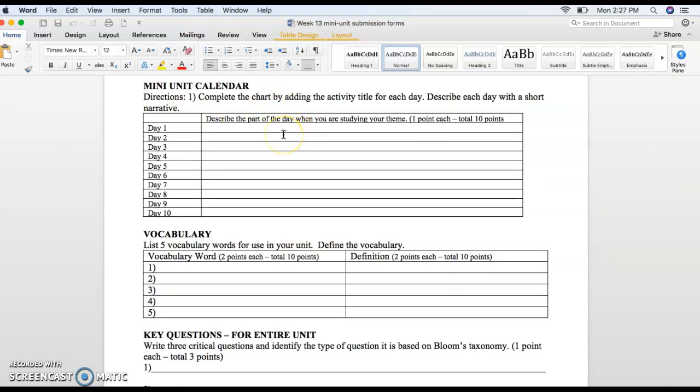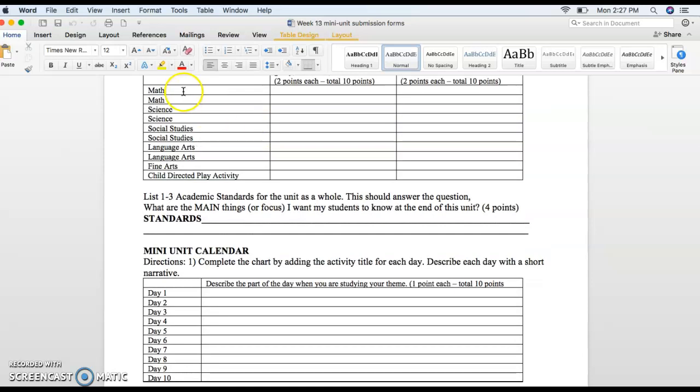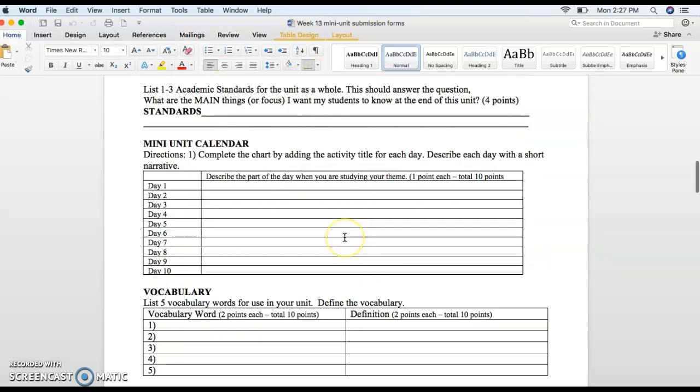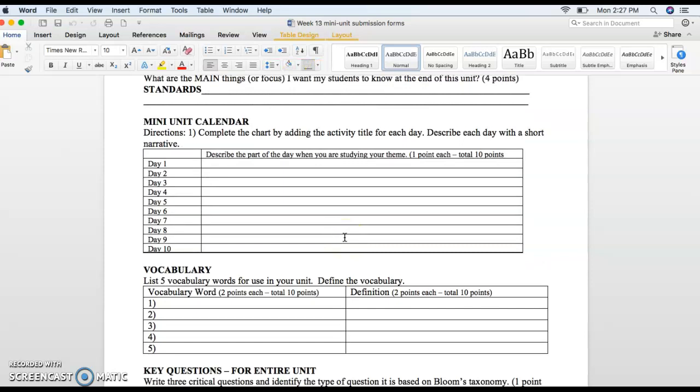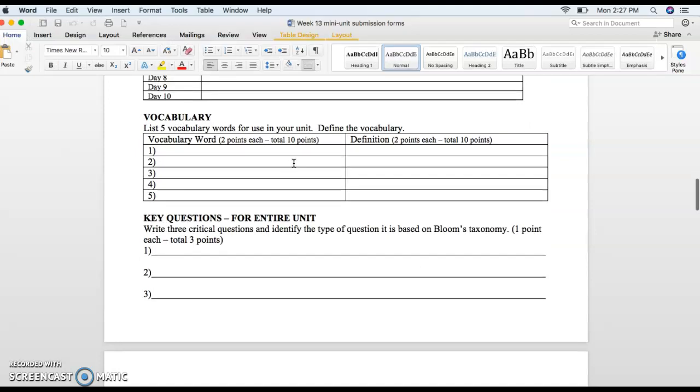You're just basically describing the part of day when you're going to be studying your theme. For example, in day 1, you might be doing a math activity, and you would say that it's day 1 and I'm doing it during my math block, and so on. Then you're going to be looking at vocabulary.